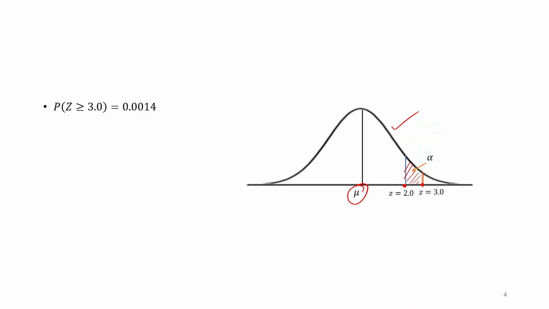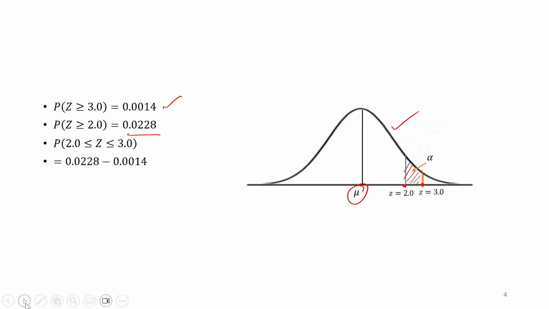So probability of Z greater than 3, this you will find from the standard normal distribution chart or chart that we have in most of the textbooks. This value will be 0.0014. Similarly, the probability that in terms of Z variable, the value lying beyond 2 is 0.0228. Therefore, Z lying between 2 and 3 is going to be how much? It is going to be the difference between these two.